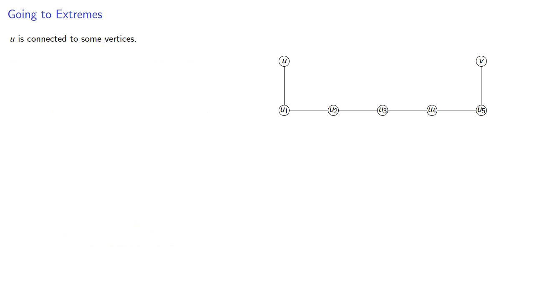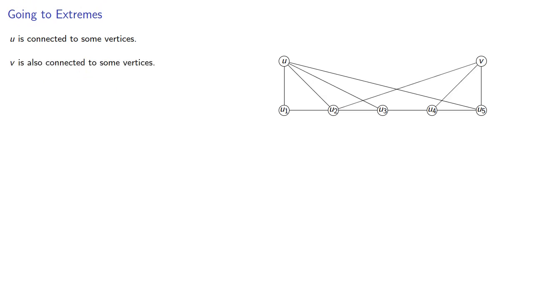So we'll assume that U is connected to some vertices, and V is also connected to some vertices. But if they're connected to adjacent vertices, we can take a shortcut and get a Hamilton circuit.